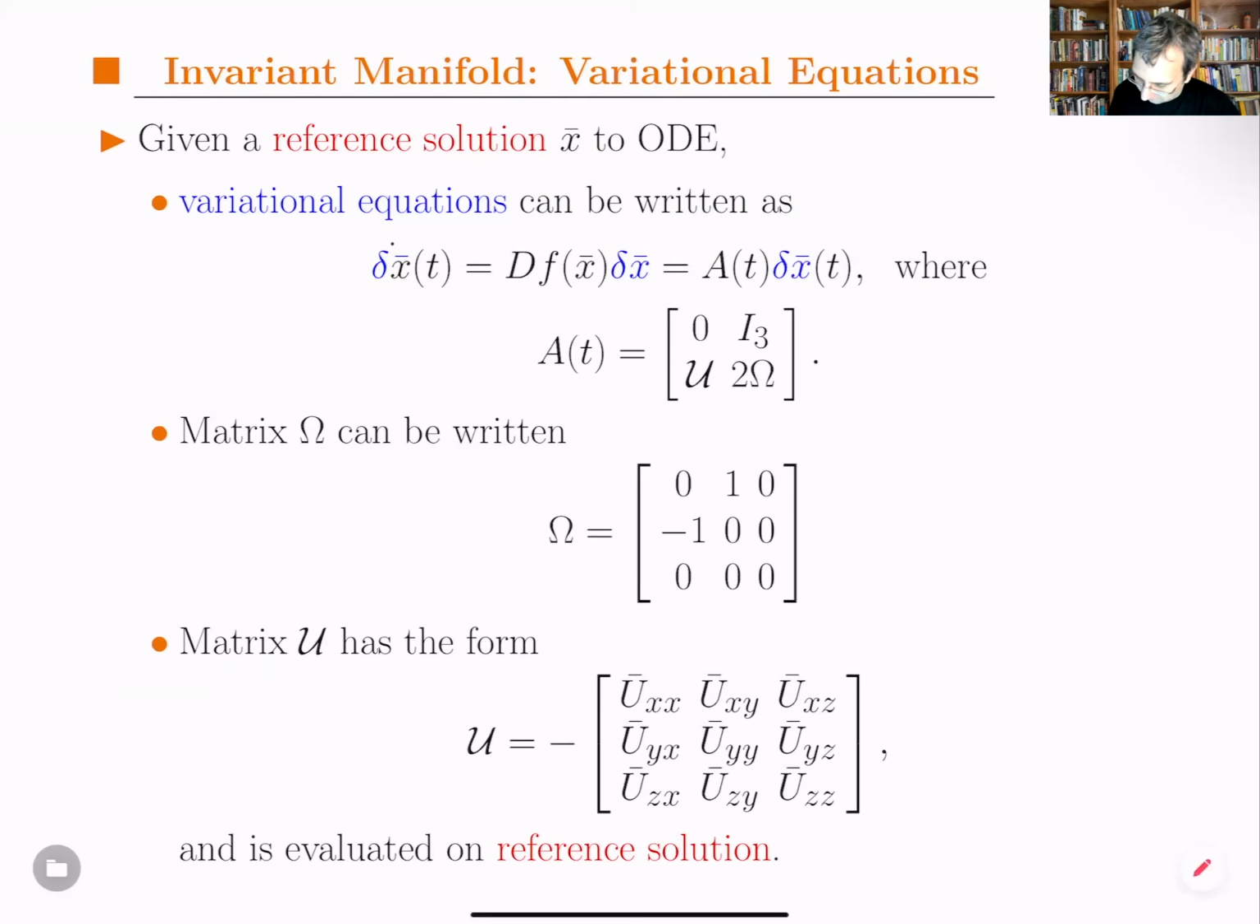And just showing the form that A has, it looks like this in the 3D circular restricted three-body problem. So A is a 6x6 matrix, but you could break it up into a block form where you've got a block of zeros, the identity, twice this matrix, which is just taking into account the velocities, and then this U matrix, which has all these second derivatives of the effective potential. And all of this is evaluated along the reference solution.